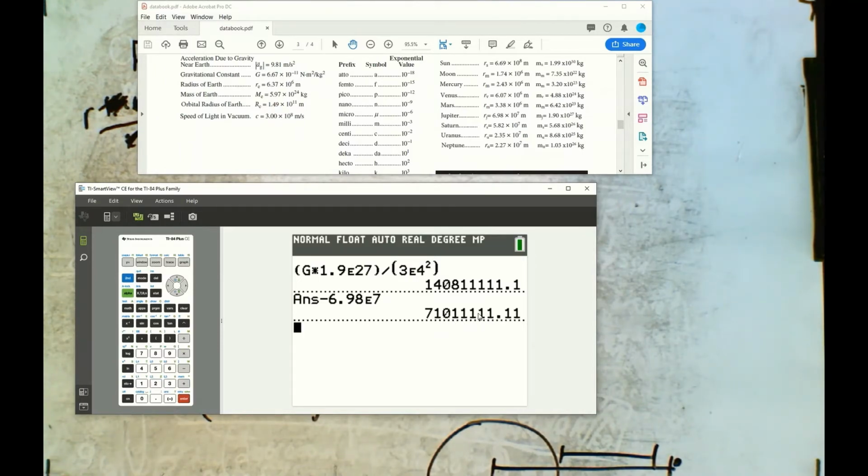So we get 7.10 times 10 to the 7, right? That was 7.10 times 10 to the 7 meters. Okay, and that's our final answer.